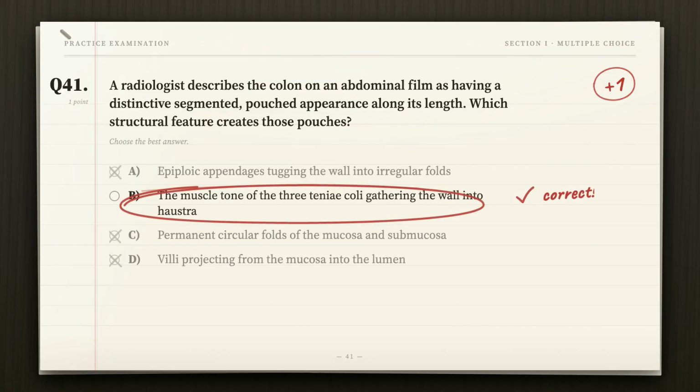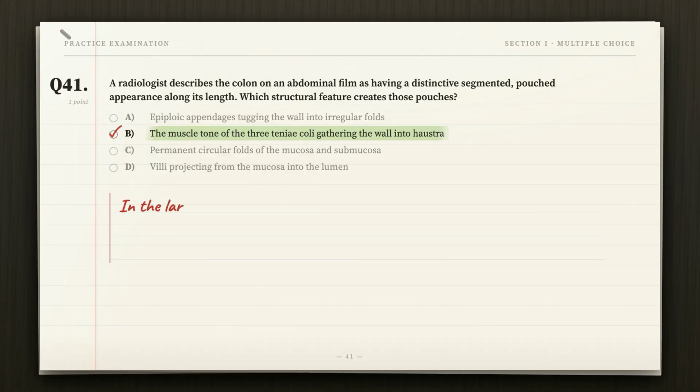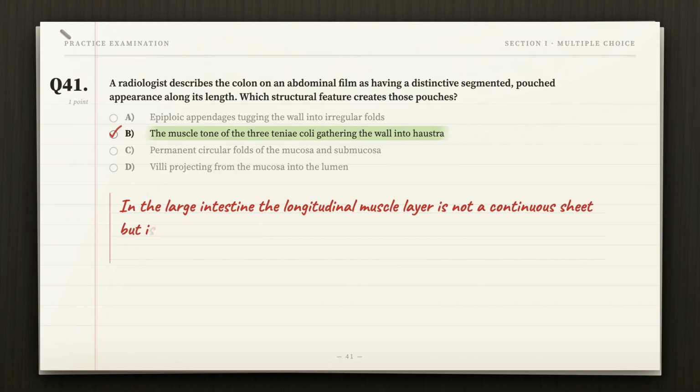The correct answer is B. The muscle tone of the 3 Teniae coli gathering the wall into Haustra. B is correct because in the large intestine, the longitudinal muscle layer is not a continuous sheet but is gathered into 3 ribbons called the Teniae coli.